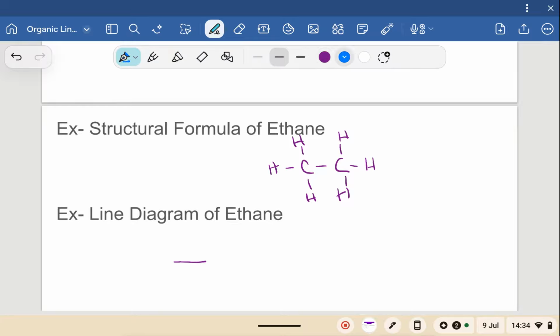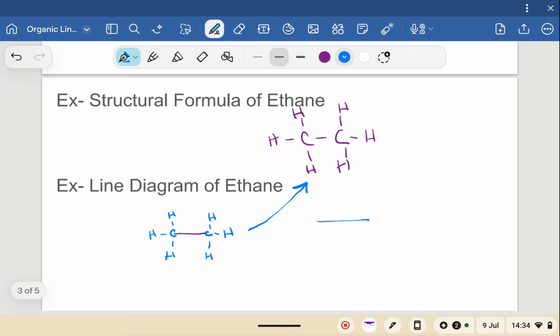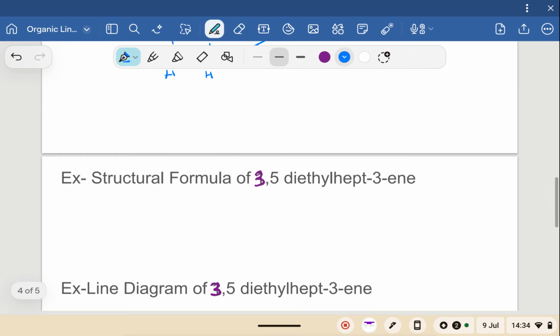So when we're looking at a line diagram, every point is going to be a carbon. And then, just like a structural formula, every carbon wants to be bonded to as many hydrogens as possible. Because it's already bonded to each other, each carbon gets 3 hydrogens. So we can go from this to this very quickly, but again, the actual line diagram for ethane is just 1 line.